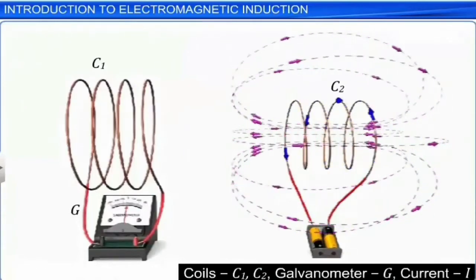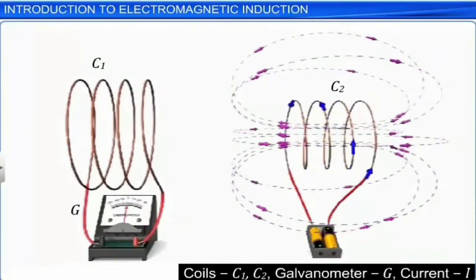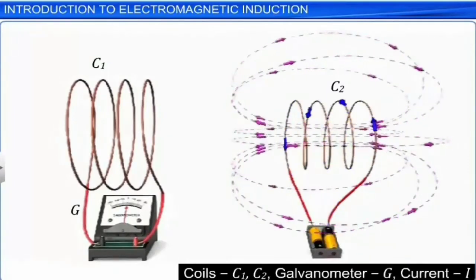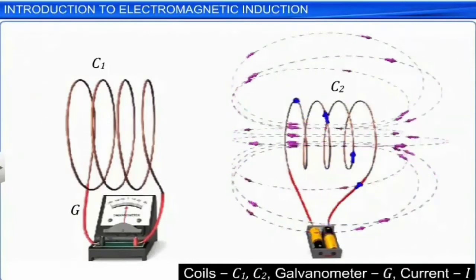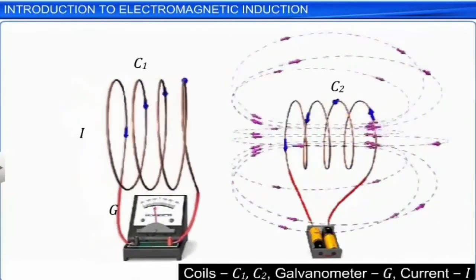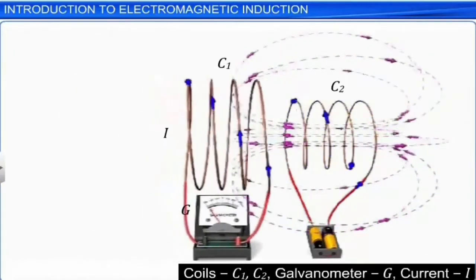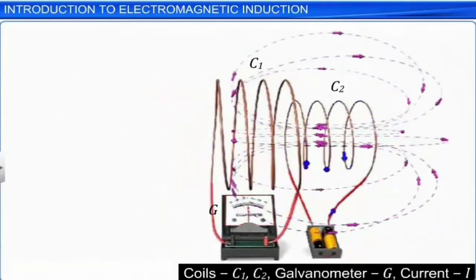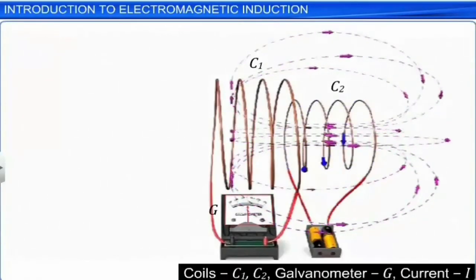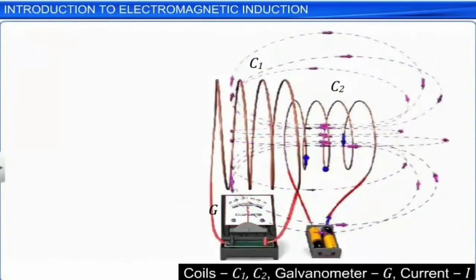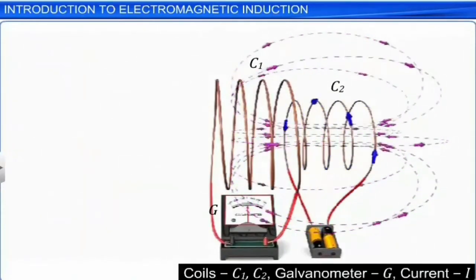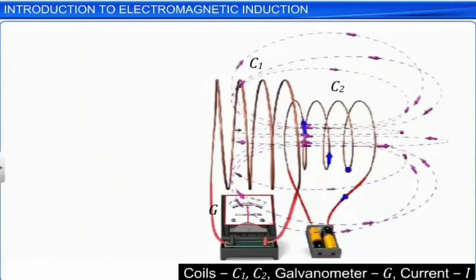In his experiment, Faraday moved coil C1 towards the coil C2. That means C2 was kept stationary and C1 was moved towards C2. When it is moved, he could see that the galvanometer showed a deflection towards left side. And when it is stationary, there is no deflection. And again, when coil C1 is moved away from the coil C2, the galvanometer shows a deflection towards right.